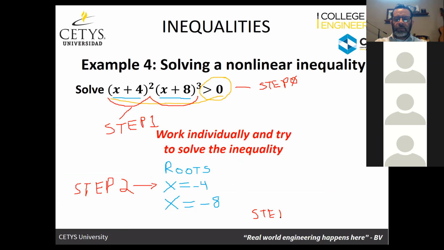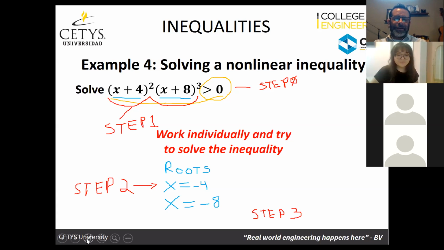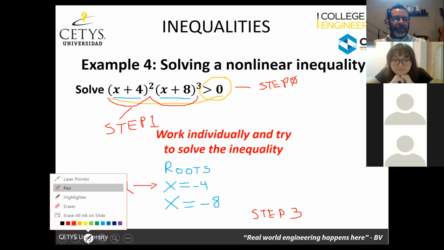So step 3 is the intervals. Now, let's see. Alejandra, I'm going to put you on the spot. Alejandra, if you can turn on your camera, that'd be great. Thank you, Alejandra. We talked in the previous example about the roots and the intervals, and I explained how to do that. What would be the intervals that would be created with this example?